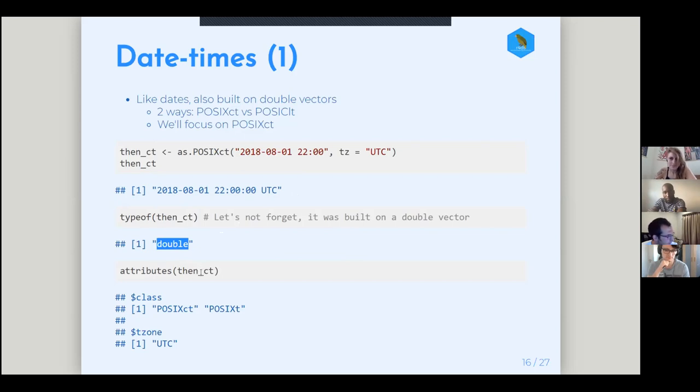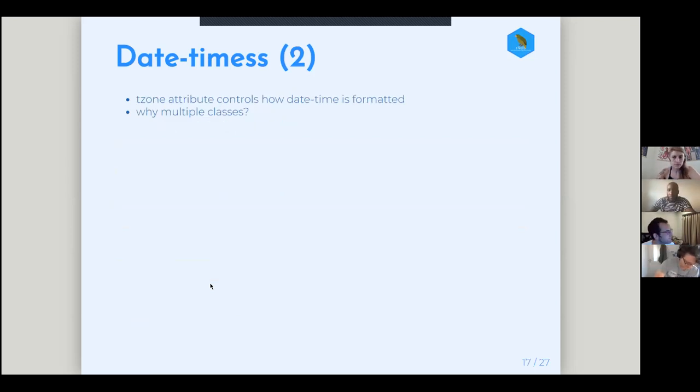So looking then at the attributes of it, as promised, it has a class attribute, and in this case we've got POSIXct and POSIXt, and I suspect this is to do with subclassing, but I guess we'll get to that as we continue reading the book. The other attribute that it's got is the time zone attribute. Cool. And I just put a note there for why multiple classes.